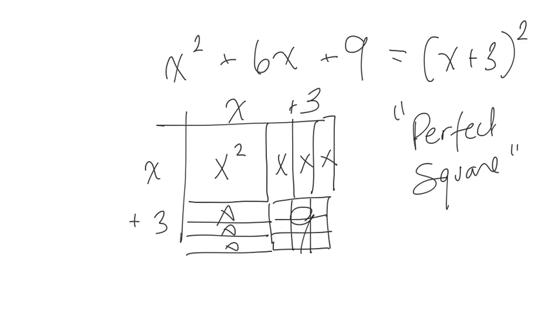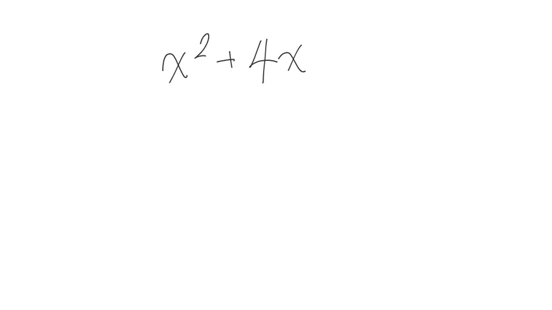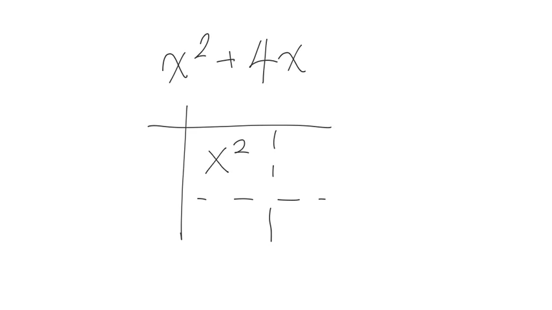Okay, so let's try one more example. So here I have x squared plus 4x. And I'd like to factor this in the same sort of way. I'd like to factor this into a perfect square, if possible. Well, if I start off, I'm going to make my box. And this time I'm not going to use tiles, so I hope that's okay. So in the first box, I'm going to write x squared. There's my x squared term. I don't have any unit terms, right? There's a 0 here.